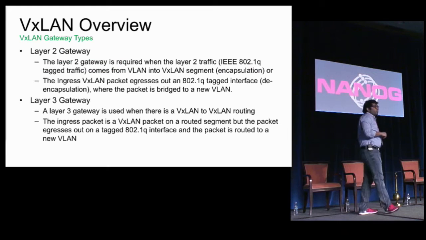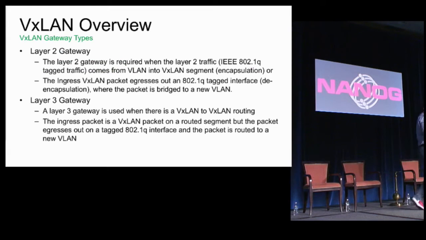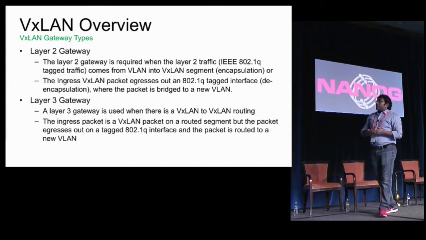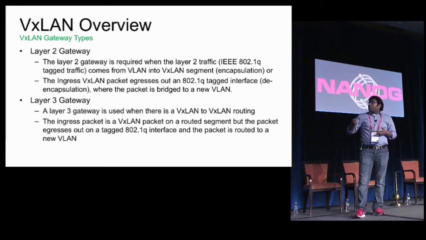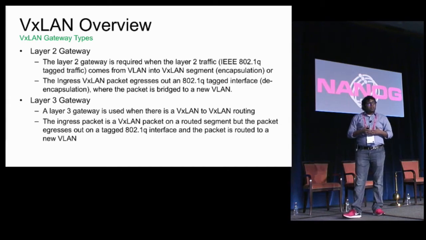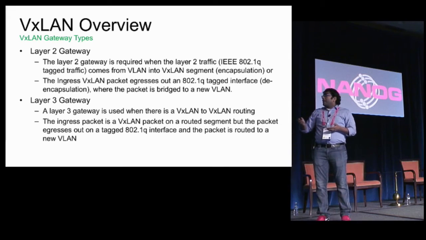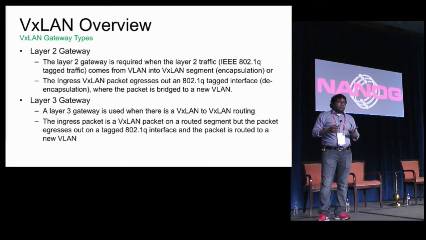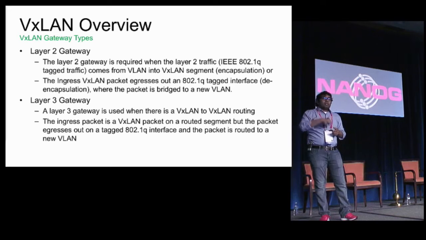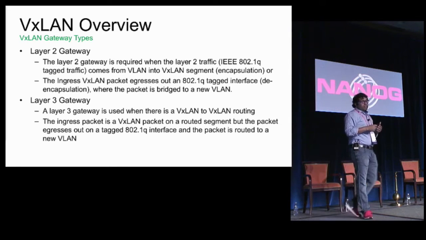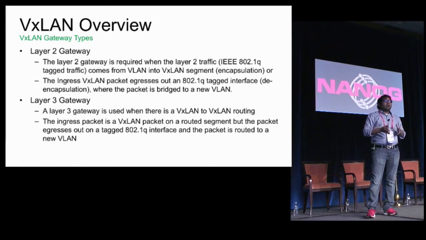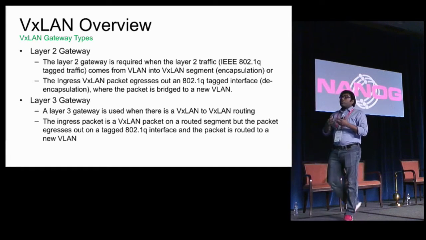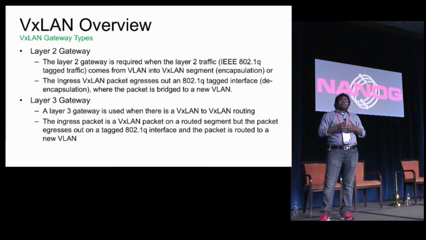Now, you have two gateways, the layer 2 gateway and the layer 3 gateway. As I mentioned before, when you have traffic that requires layer 2 bridging from VLAN to VxLAN encapsulation, or you have any packet coming in from a tagged interface, a .1Q interface, and going towards a new VLAN in a bridged packet format, that's where you use layer 2 gateways. On the other side, you have layer 3 gateways, which take care of doing VxLAN to VxLAN routing. So any packet that requires a routed action on it requires the VxLAN layer 3 gateway.